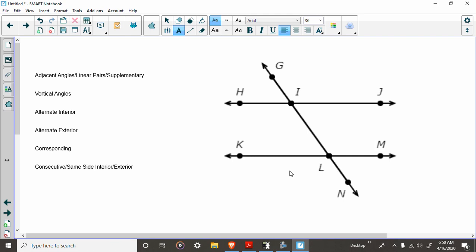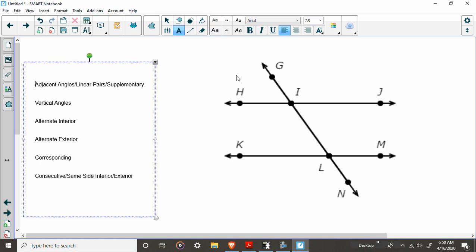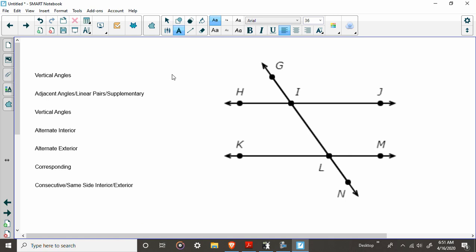So this is actually something we did very earlier in the year, but I may assume that you guys have forgotten these things. And there's one more thing I need to add on to this. That's going to be vertical angles. Okay, sorry, forgot to put this one on. Okay, so real quick today, it's going to be just a little bit of a review of things.